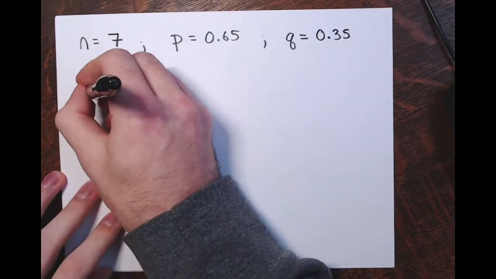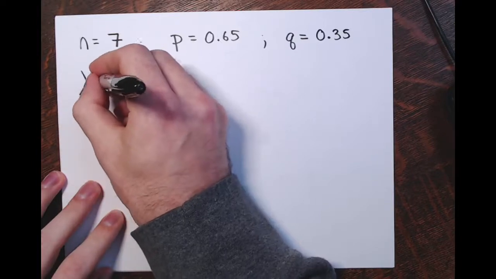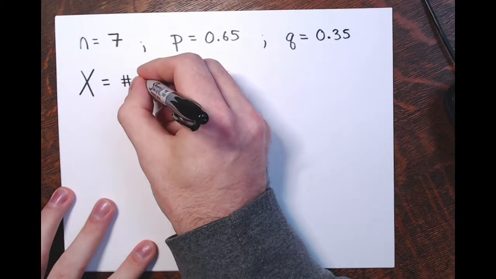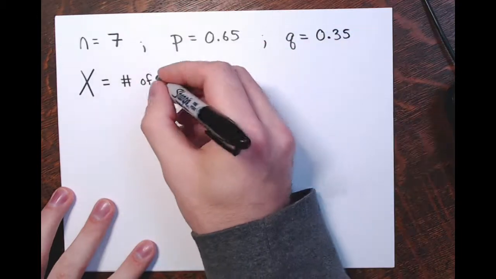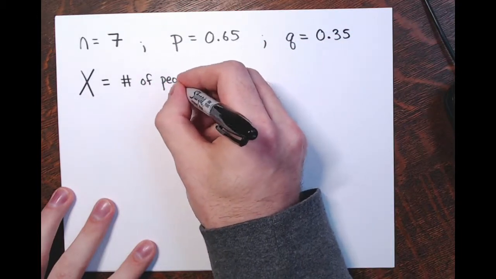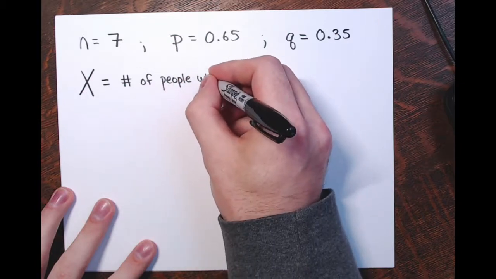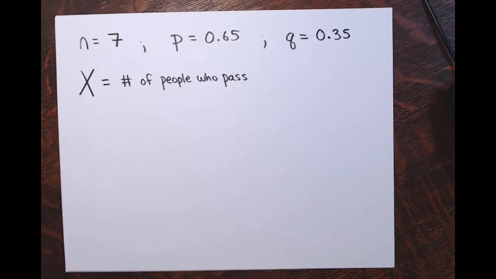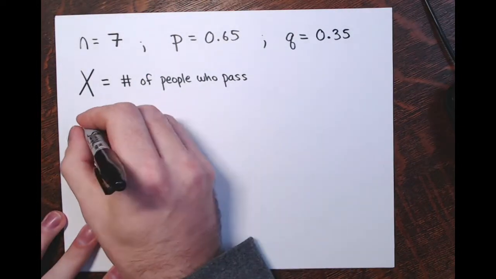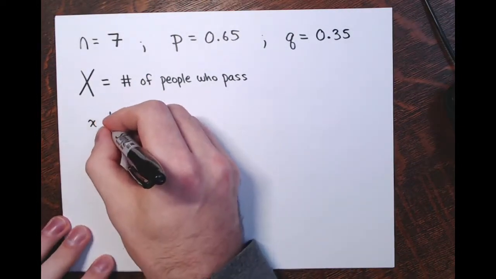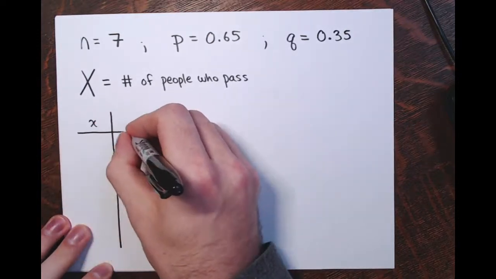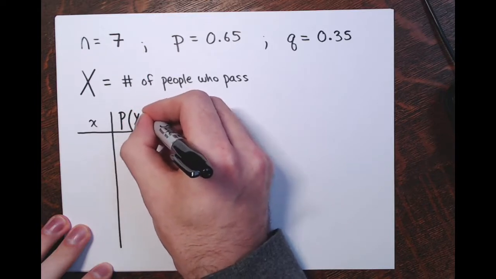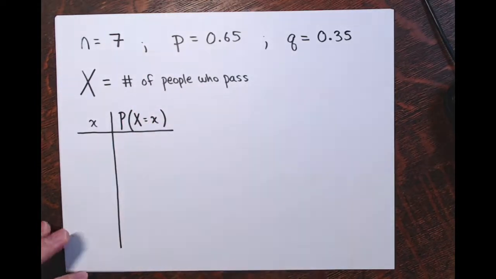Right, now capital X, right? This binomial random variable is going to be the number of successes. The number of people in this group of 7 who pass the driver's test. I'll just say the number of people who pass and get a success. And then I can make a little chart. Right? Again, I'm not going to fill this in. But I would, but if you wanted to, you could. Right? You could always do this.